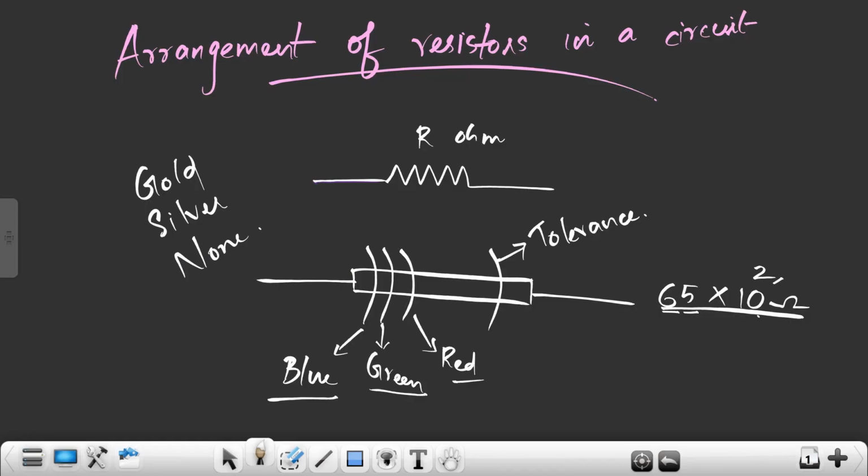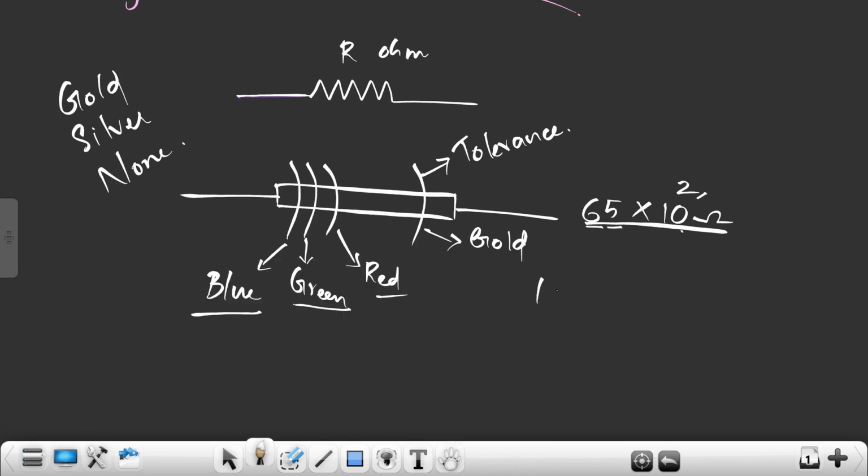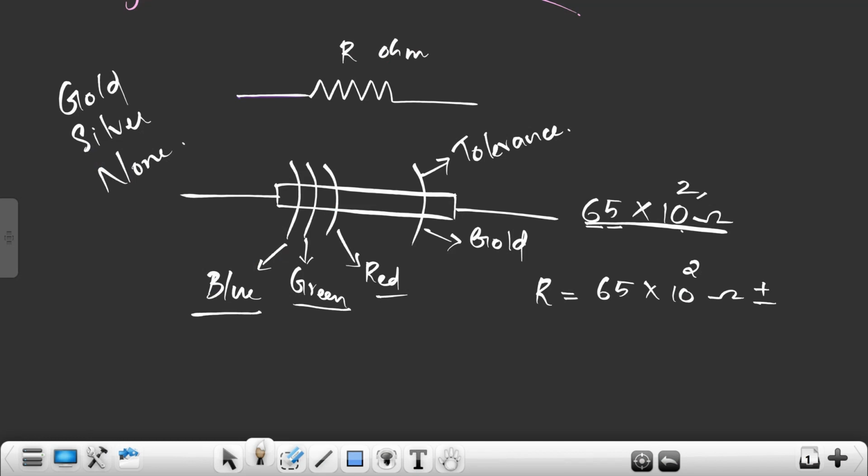So we can see a figure. Here our ring is gold. So how the value will change? Our value will be like this. Resistance R is equal to 65 into 10 raised to 2 ohm plus or minus. For gold, it represents how much percentage? It's 5%. So plus or minus 5%. In this way, we will find the value of resistor.